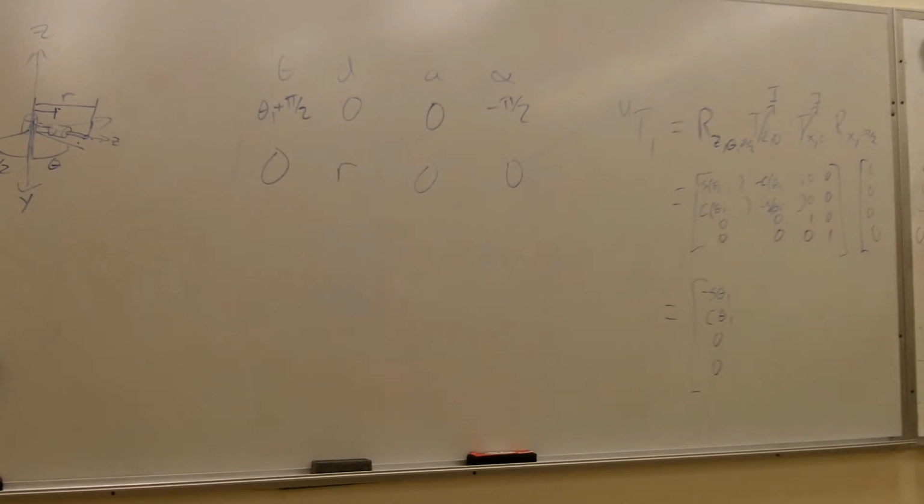And what does this one say? It says the second column is going to be negative the third column. And the third column's right there, so it just goes 0, 0, minus 1, 0. There you go. And then this one says the third column will be the second column. And then this one says the fourth column will be the fourth column.